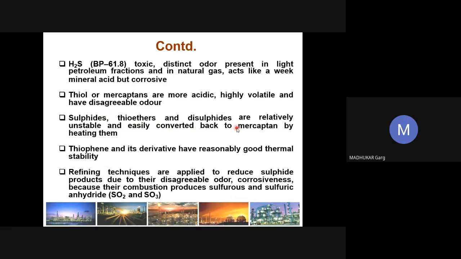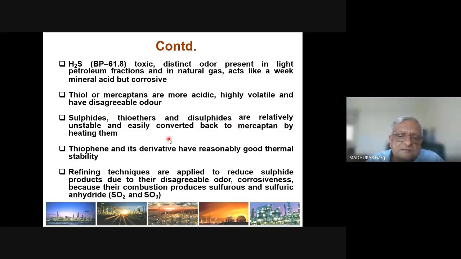Sulfides and disulfides are relatively unstable and easily converted back to mercaptans by heating them. Thiophene is very difficult to remove and generally you need hydrodesulfurization. So you treat this with hydrogen, where hydrogen reacts with sulfur to make H2S, and that's how you can remove thiophenes. There are various refinery technologies developed and deployed to get rid of sulfur, whether it is mercaptans, sulfides, or thiophenes.